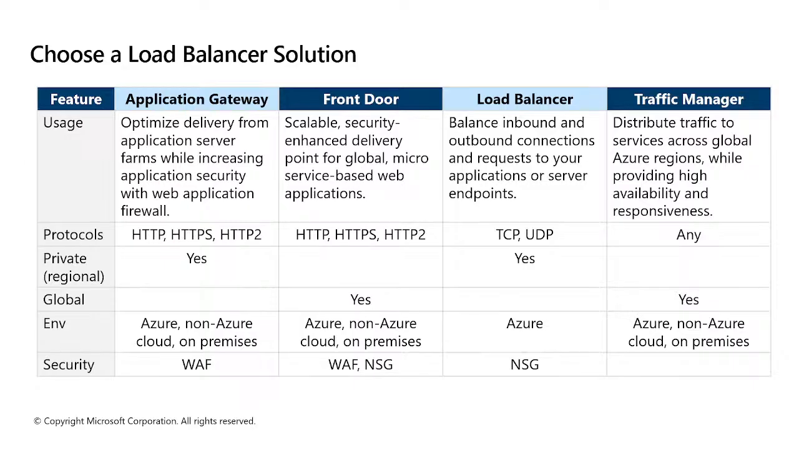When it comes to using it globally, you can leverage Front Door and Traffic Manager. But the only difference between Front Door, Application Gateway and the Traffic Manager is that the Traffic Manager helps in distributing traffic across global regions, as against the Application Gateway, which is not global; it's more of regional.